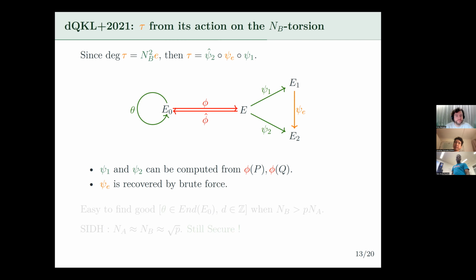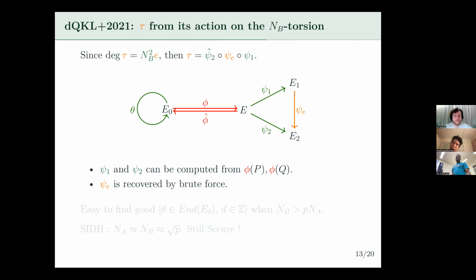So the degree of tau is NB squared times E. It means you can factor tau as the composition of three isogenies: psi1, psi e, and psi2 dual, where psi1 has degree NB, psi2 has degree NB, and psi e has degree E. Since psi1 has degree NB and you know the action of tau on the NB torsion, you can recover the kernel of psi1 by evaluating tau on the NB torsion of the curve E. You can also recover the kernel of psi2 by evaluating the dual of tau on the NB torsion on E.